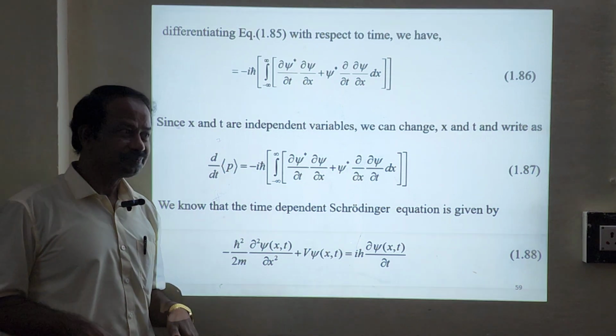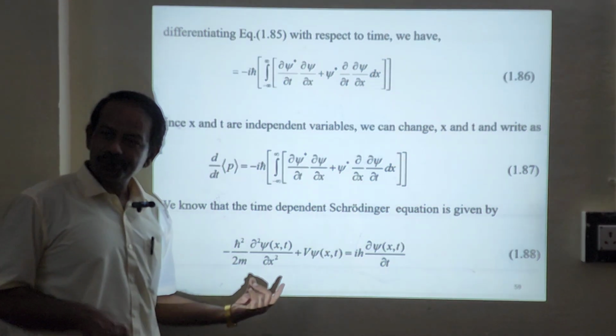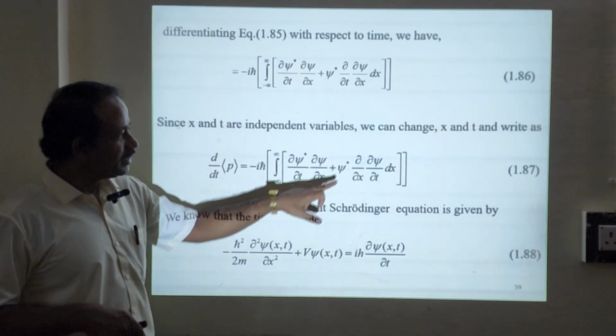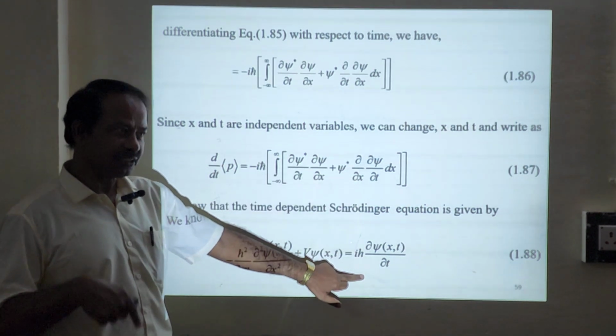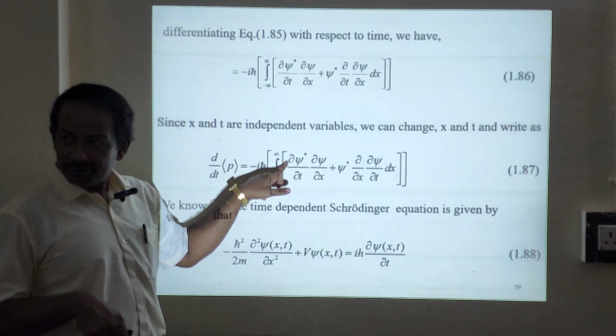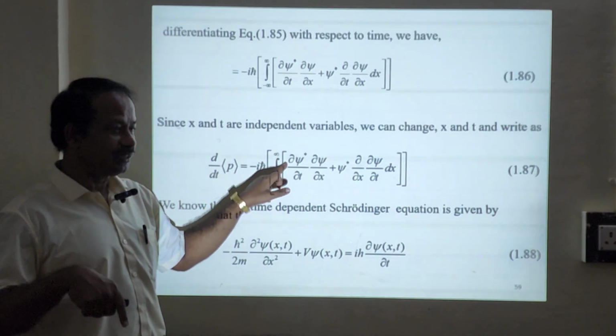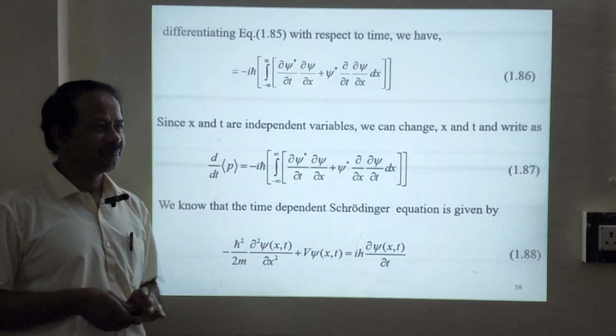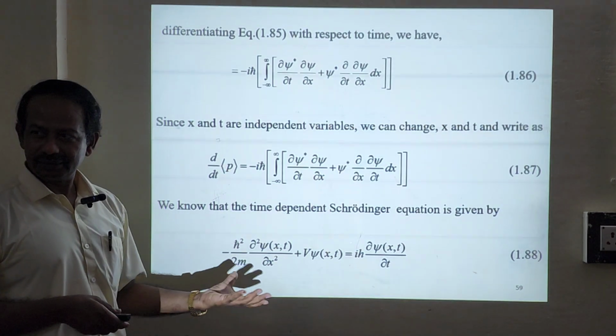Now as usual, we will have to use the time dependent equation, starting with d psi by dt. We get the expression, we know d psi by dt. We will also come to know d psi star by dt. Substitute here and get the results for dP by dt. That's all. Okay, is it okay?